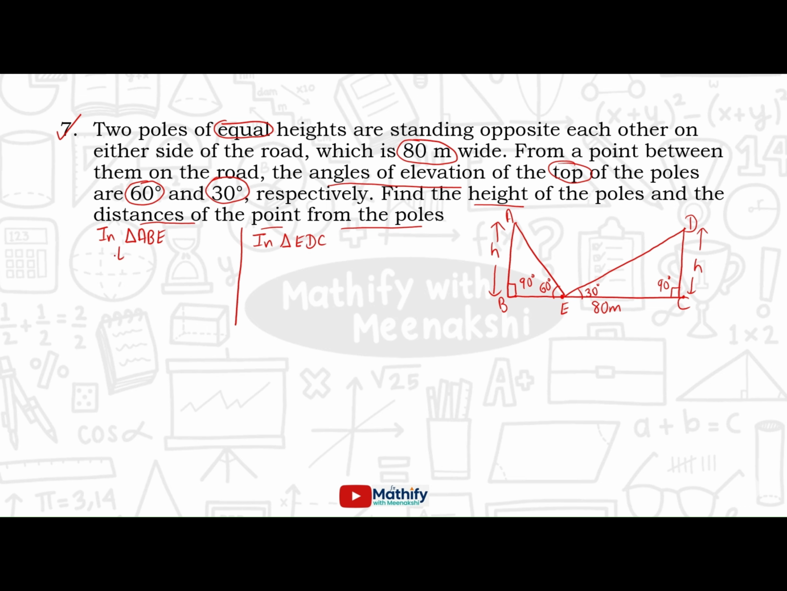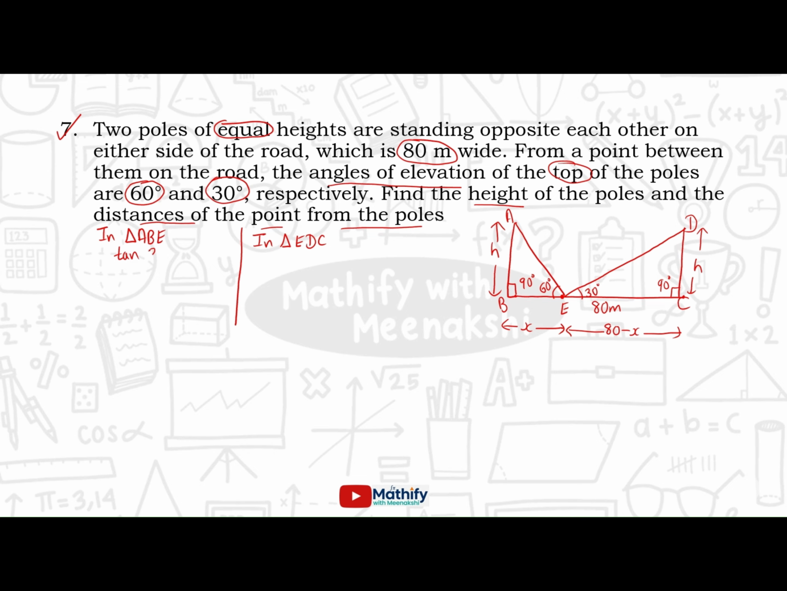So I'm using tan here because perpendicular is H and base we have to find. We have to find BE and EC. So let's take BE as X. Then what is your EC? Because total is 80, that means 80 minus X.